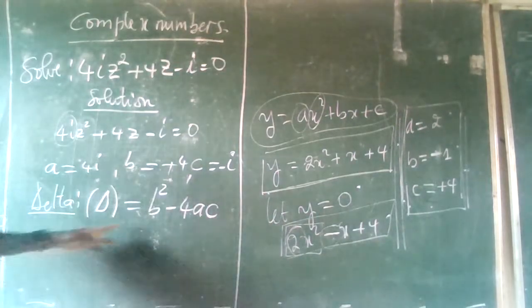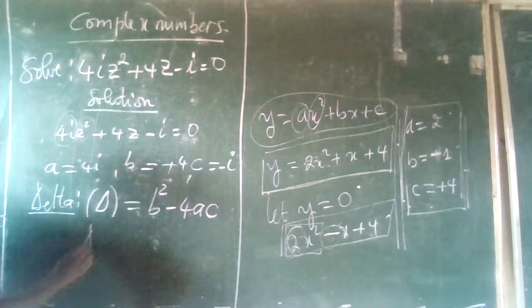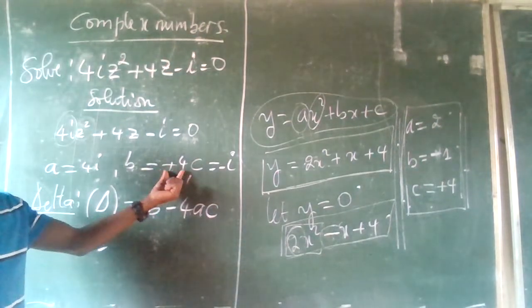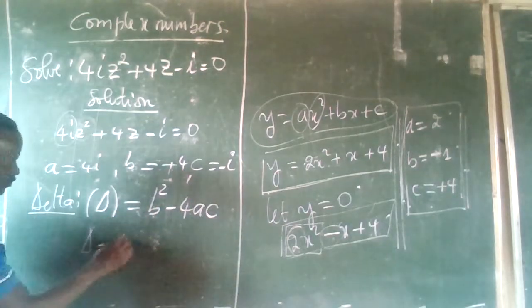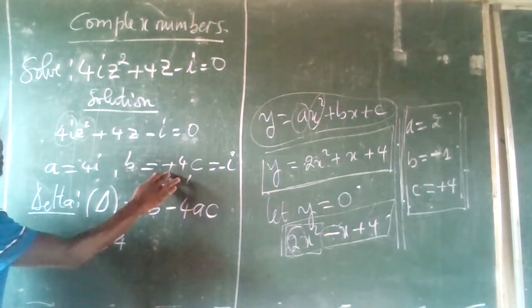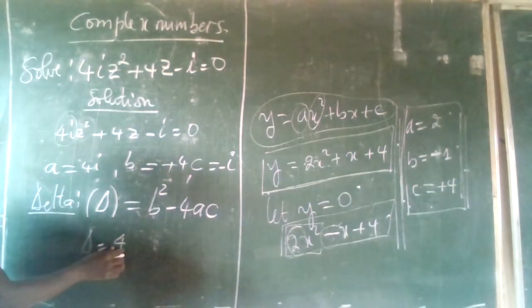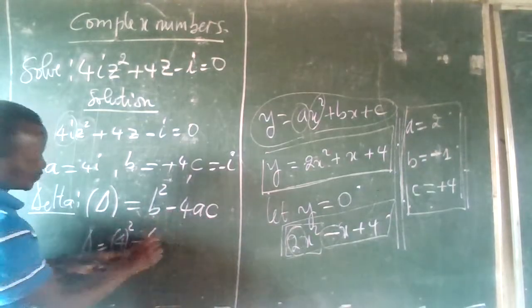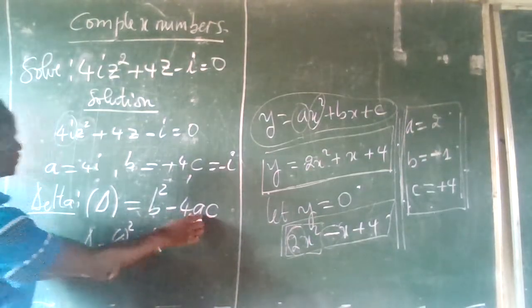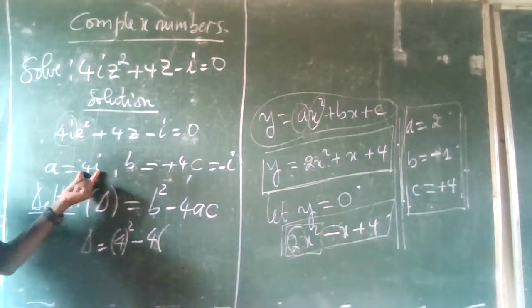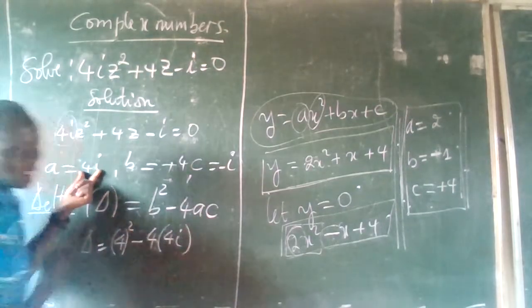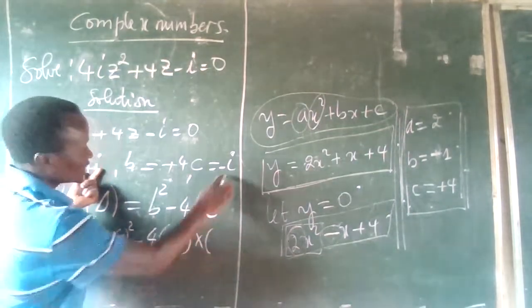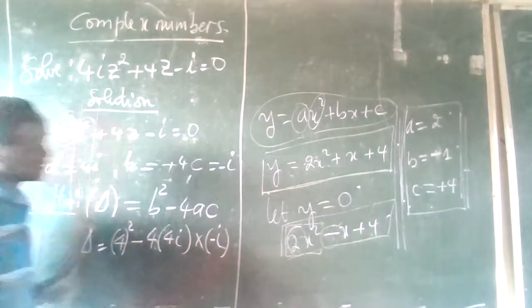Now, how should you find delta? Delta will be, where is the b? Here you see we have a b. This is 1 squared. You see it is positive. There is no problem writing this one. It is 1 squared as our b, minus 4 times a. What is a? It is 4i, times 4i, and times c. What is c? It is minus i.